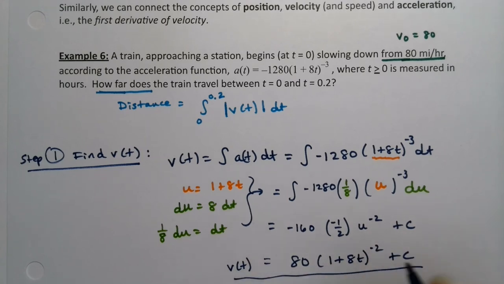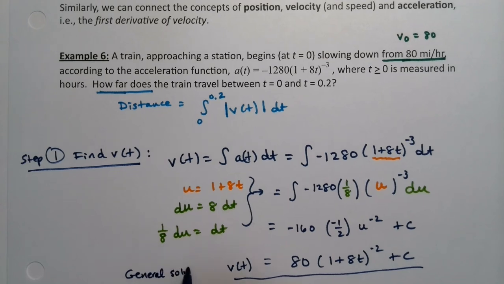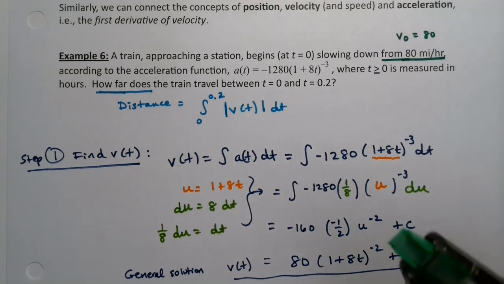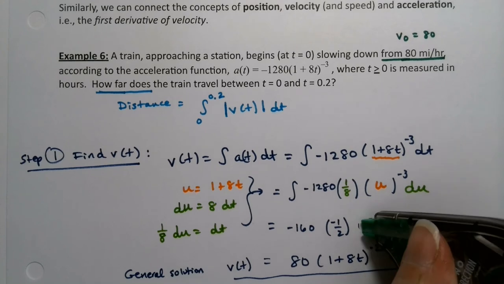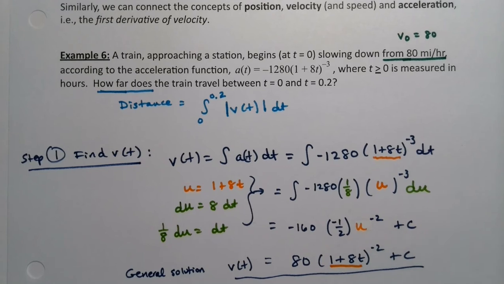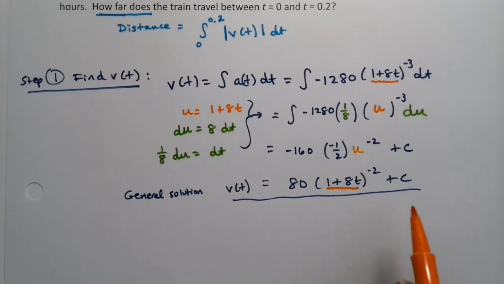Now that's a general solution. It's not the particular solution yet. We need to find our particular solution. All right, so it's 80 times 1 plus, oh, I know. I wasn't happy with my use of blue. I wanted to make it orange to make it clear. Okay, so now we cannot avoid using the fact that we know V0 is 80.